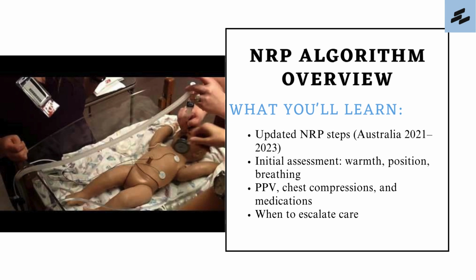NRP algorithm overview. This module covers updated NRP steps based on Australia's 2021 to 2023 guidelines. You'll learn how to conduct the initial assessment by checking warmth, positioning, and breathing. We'll also explore when to apply positive pressure ventilation, when chest compressions are needed, and how and when to use medications. You'll also learn how to recognize when escalation of care is necessary.